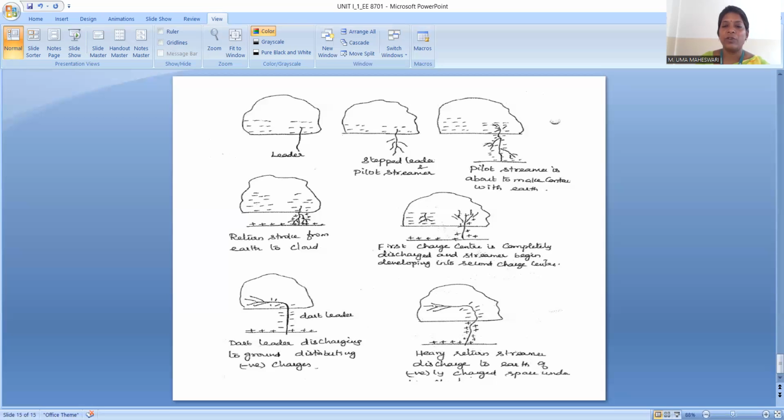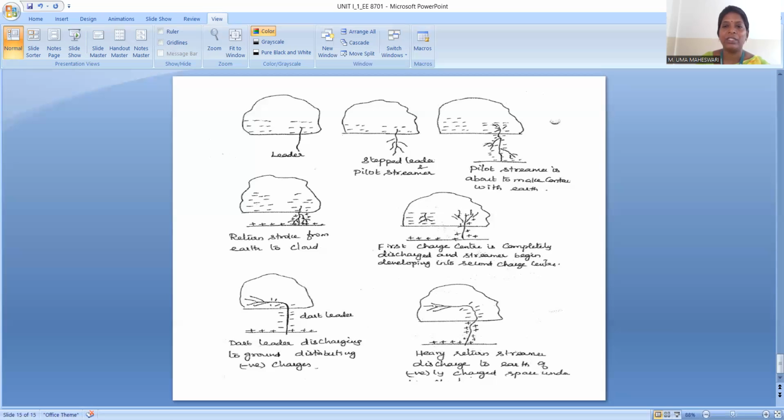This return stroke is followed by several strokes, and the leader of the second and subsequent strokes is known as the dark leader. Now, the second charge center is discharging to the ground through the dark leader, distributing the negative charges along the path. The positive terminals go up from the ground, and this heavy return stroke begins to discharge the negative charge under the cloud and the second charge under the cloud. The discharge that takes place within the cloud is known as sheet lightning.